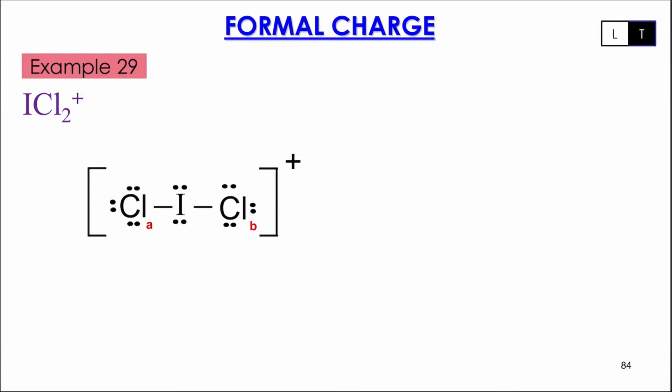So I'm going to calculate iodine first. We have 7 valence electrons minus 4 dots plus 2 lines. So kita ada 6. So 7 minus 6 equals +1. And then Cla, we have 6 dots plus 1 line. Kita ada 7. Valence electrons untuk Cl adalah 7. So 7 minus 7 equals 0. And the next part I have Clb, 6 dots plus 1 line. So 7 items. I have 7 valence electrons minus 7 items equals 0.